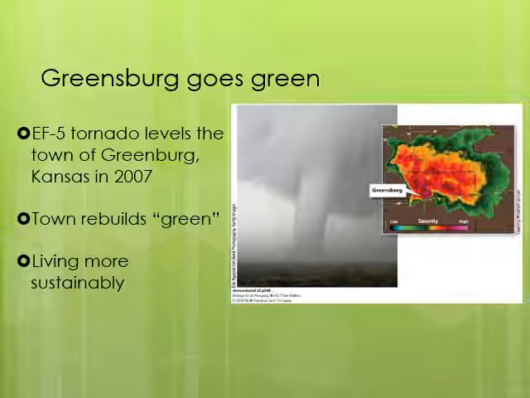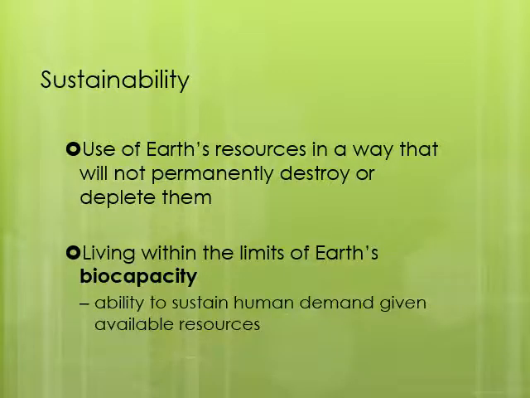So your chapter focuses on this little town called Greensburg. I think it's in Kansas. And essentially the tornado leveled it and they decided that they're going to rebuild green and live a lot more sustainably. So they're actually a really great example of a sustainable town, and it cost a little bit more to make them green, but now they're saving tons and tons of money.